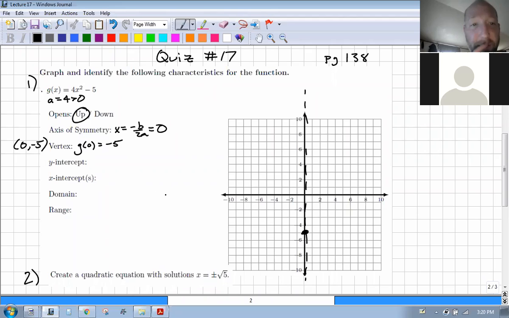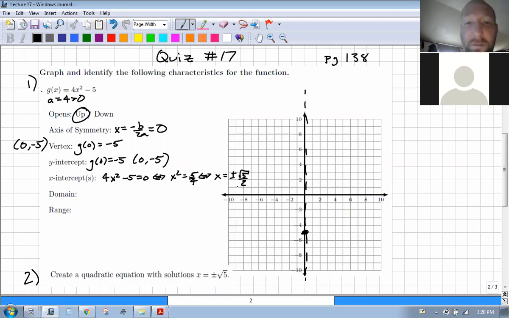All right, our y-intercept is the same as our vertex here. G of 0 is negative 5, so 0, negative 5 is our y-intercept. X-intercepts, we just set this equal to 0 and solve. So we have x squared equals 5/4. So x is plus or minus square root of 5 over 2.